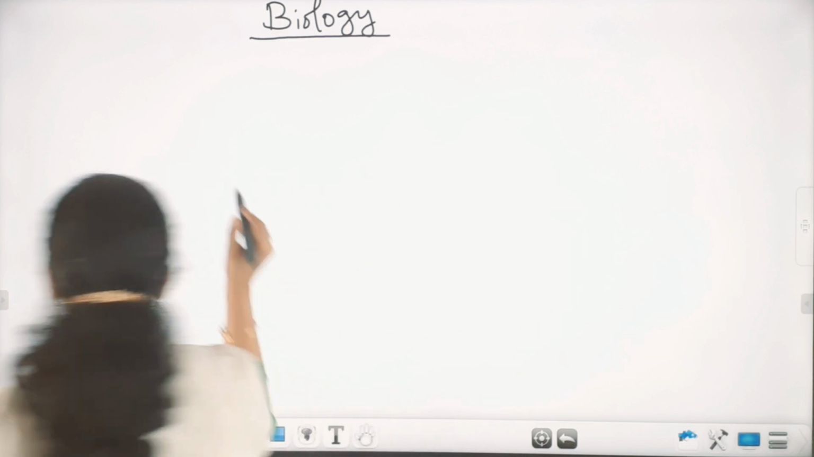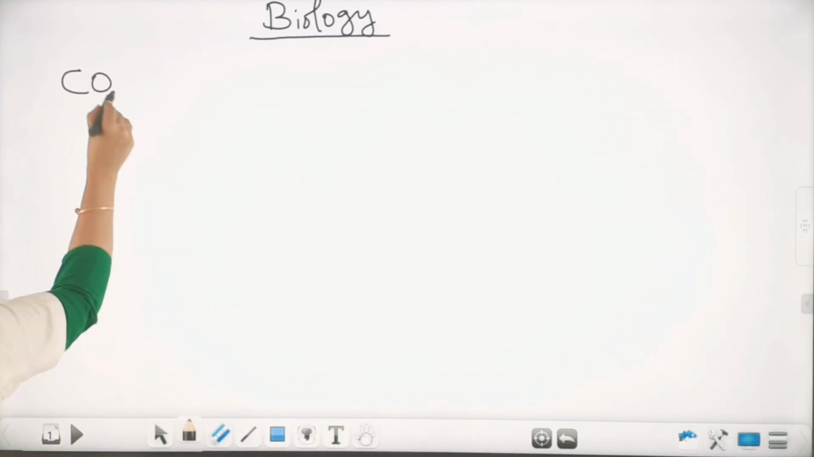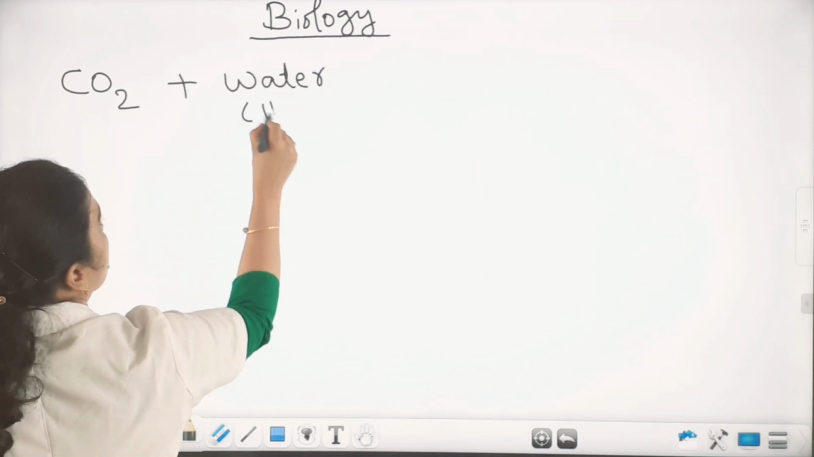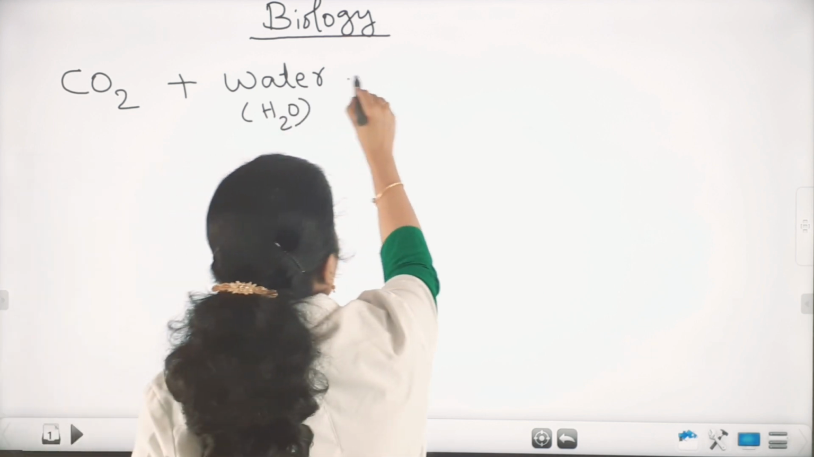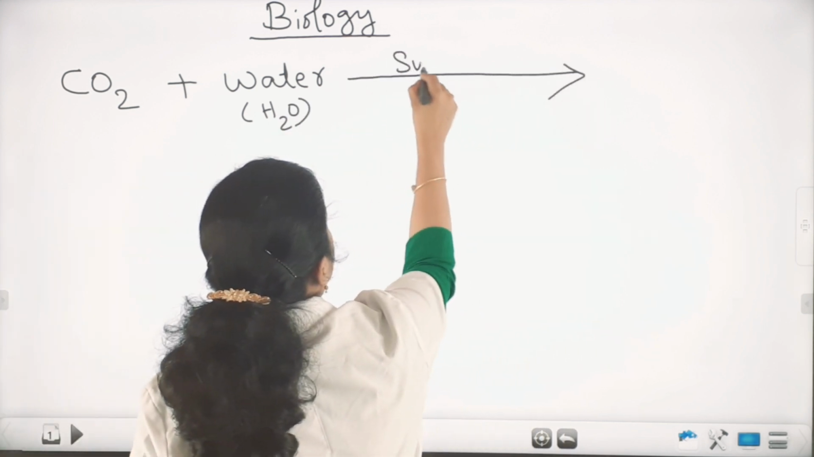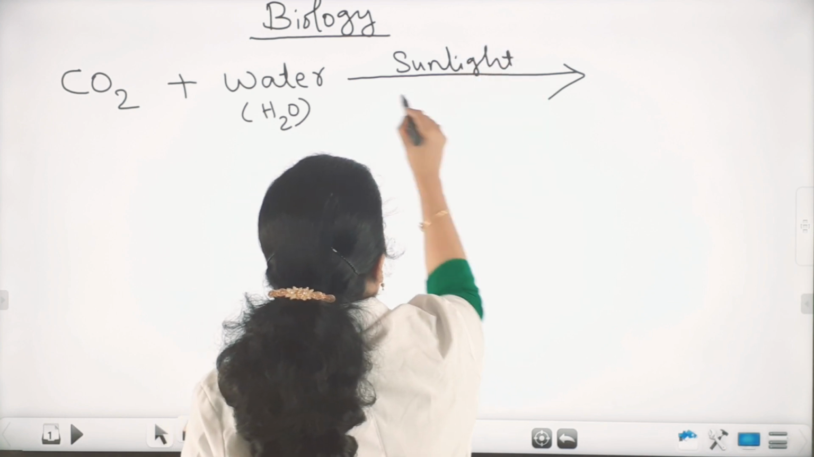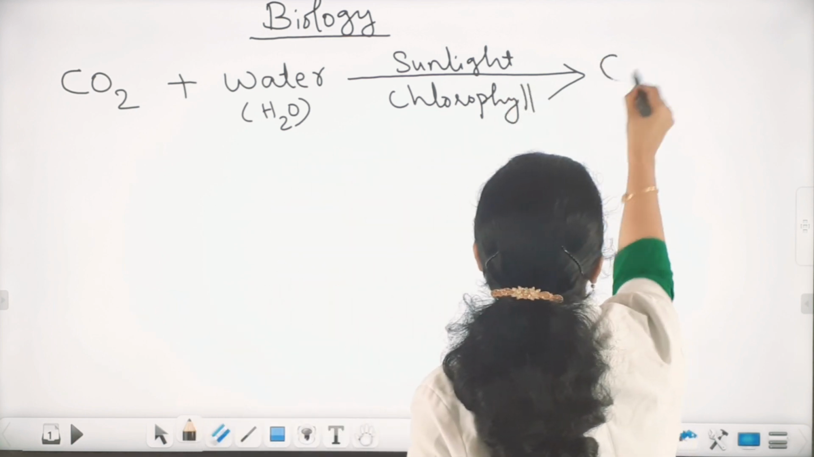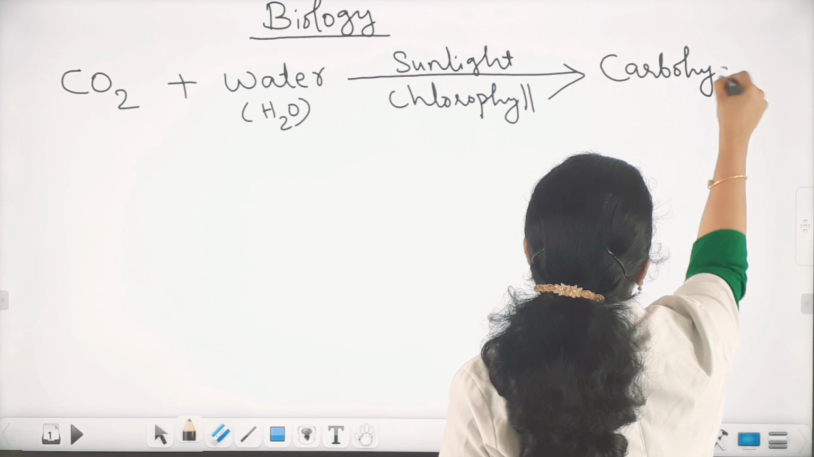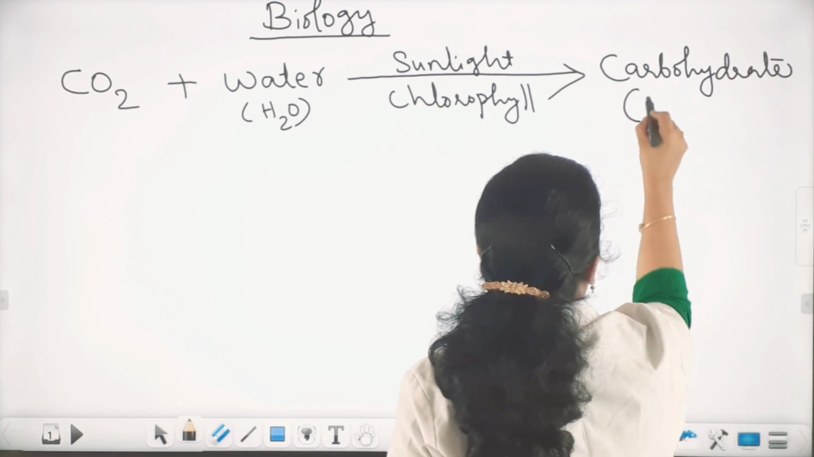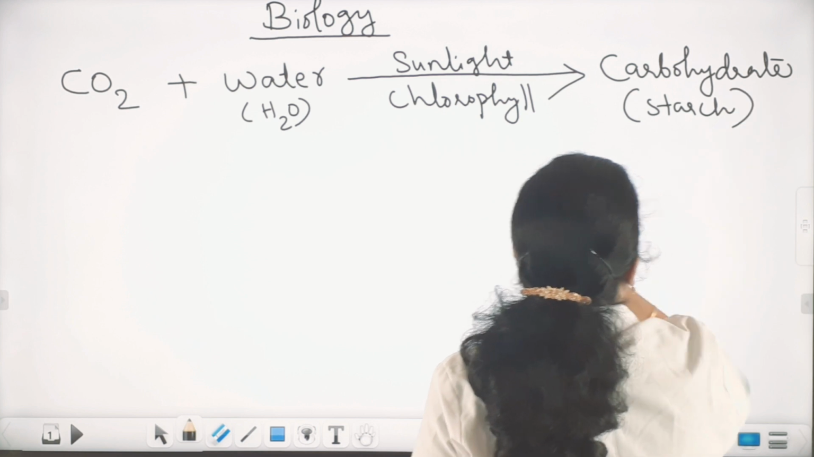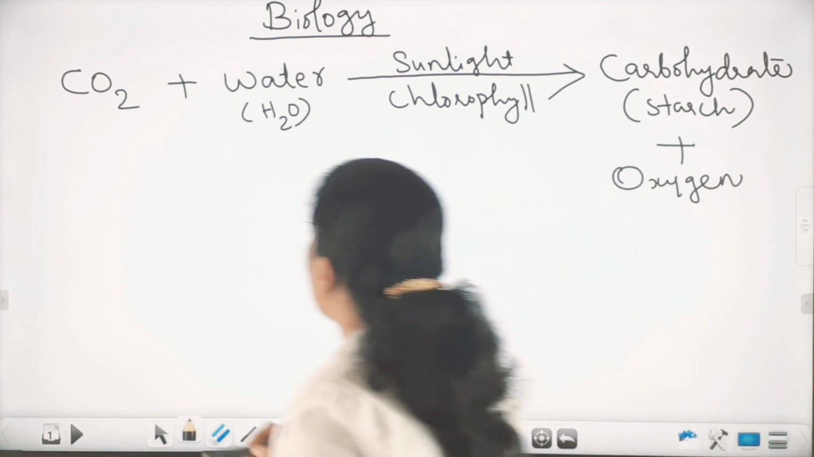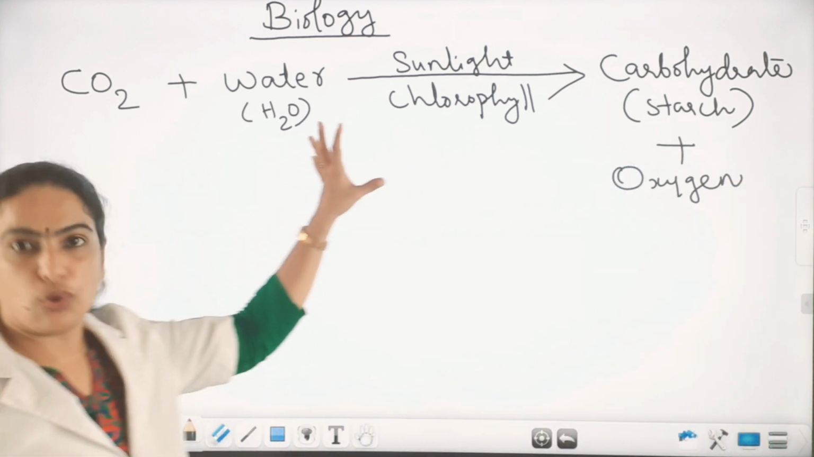So, let's see that equation. Carbon dioxide, CO2, plus water, that is H2O, gives, in the presence of sunlight and chlorophyll, the product carbohydrate, and the carbohydrate is also known as starch. And along with that, oxygen is also released by the plants after photosynthesis, and this process is photosynthesis.